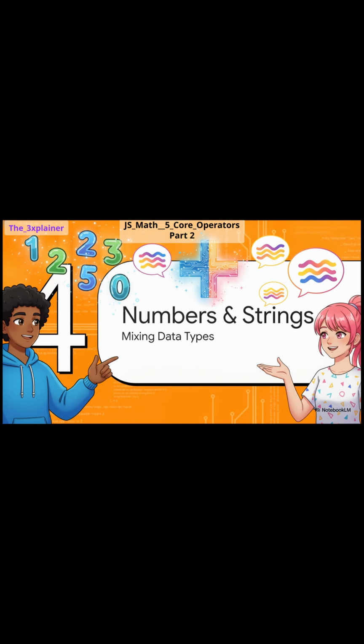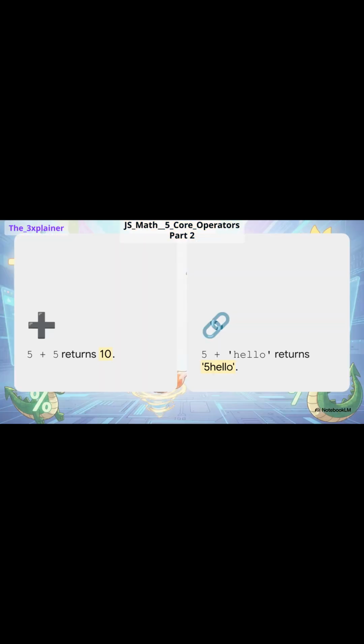Section 4, mixing numbers and strings, mixing data types. Up until now, we've really only been doing math with numbers. But wait, what happens when we introduce words, which, by the way, programmers call strings, into our equations? Notice the visual contrast here. Your beginner's intuition is probably screaming that adding a number to a word doesn't make any logical sense. And you are exactly right.